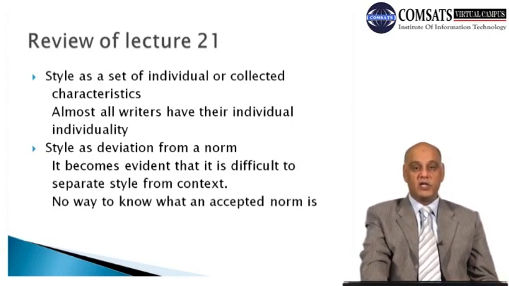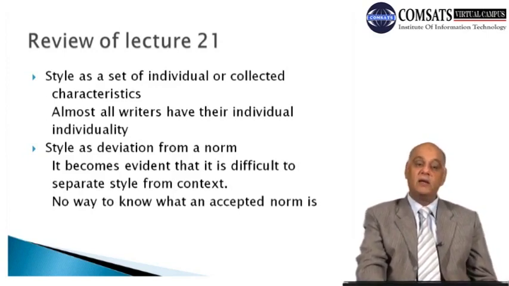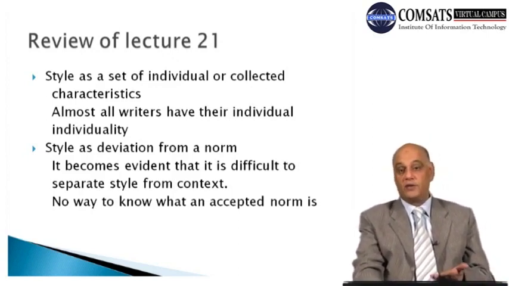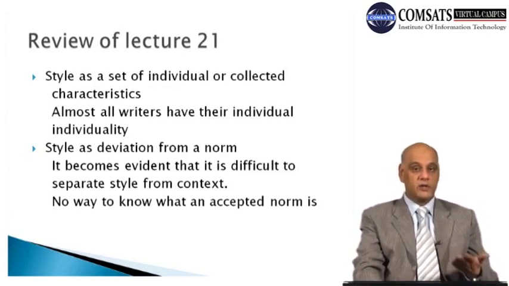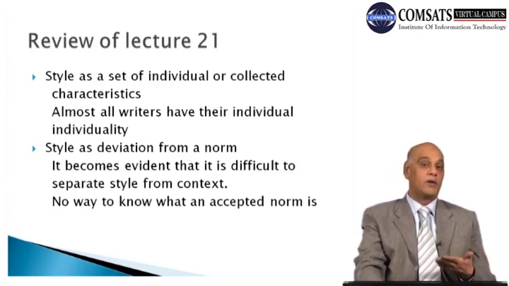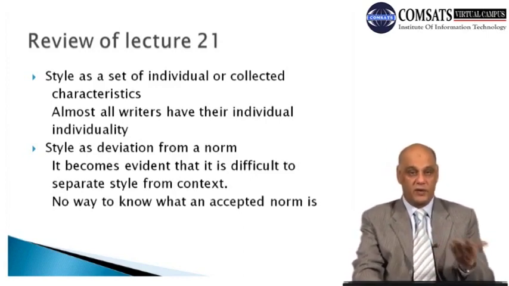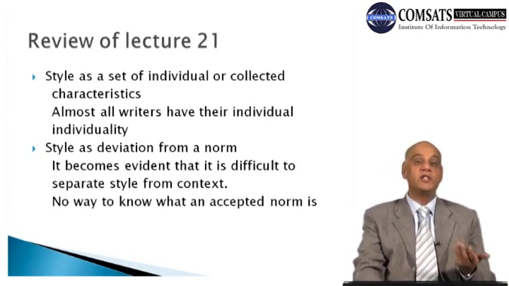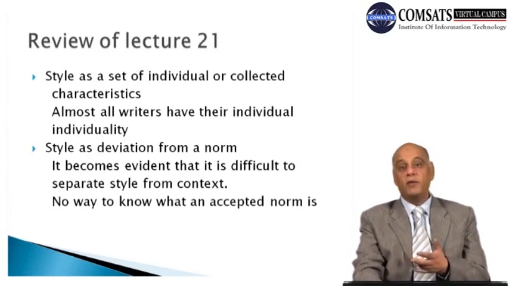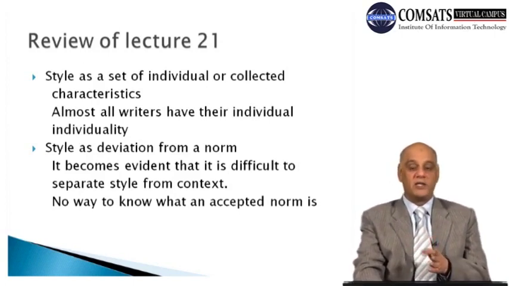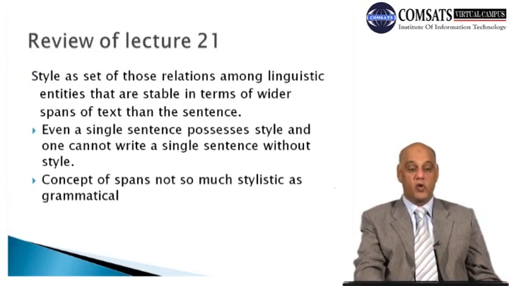So there is no way to know what an accepted norm is, because as people move around, they change their ways of living and their communication style, and then the accepted norm is no more. The norms are likely to change, deviations keep occurring, and writers keep deviating from what is there at that time. So deviations also change, and we can't really define stylistics as just a deviation from the norm.